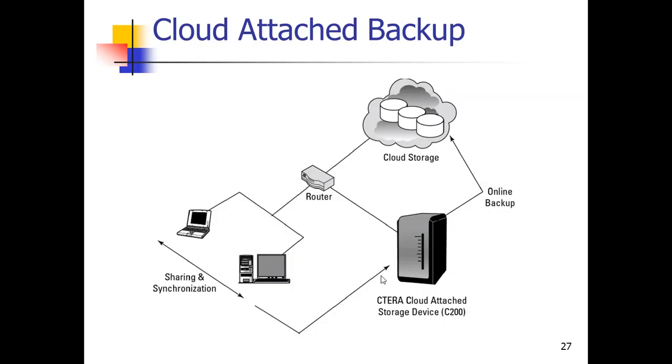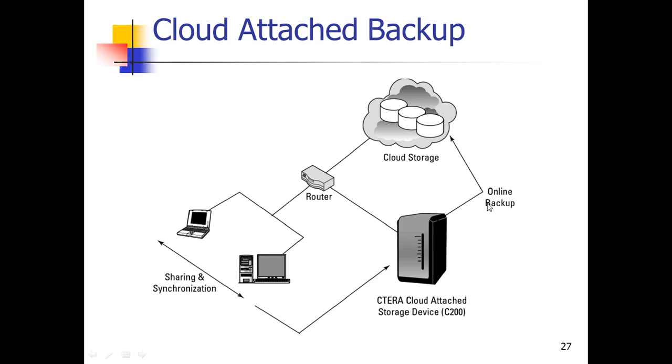So this is one type of Cetra server which we have for cloud backup. There are two different systems, one is a laptop and the second is a desktop. We are going to store their data. We have a router with which it will be connected to the internet. We have attached a Cetra cloud attached storage device which is named C200.